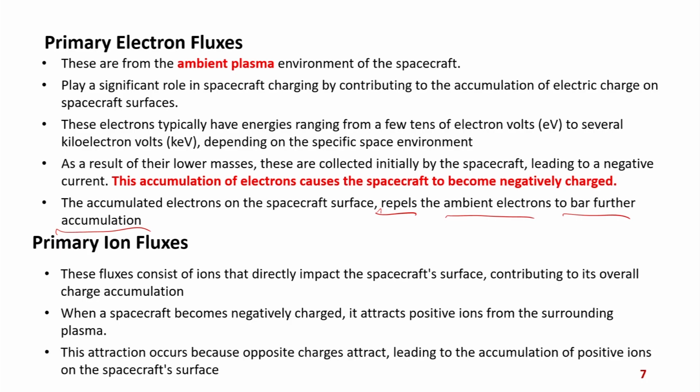This is a very trivial statement: opposite charges attract, leading to an accumulation of positive ions on the spacecraft surface. There, recombination can happen, and then eventually we have an equilibrium, where the incoming ion flux and the outgoing electron flux rates are the same. It will take some time for the spacecraft to get a steady potential, or built-up potential, and at that time the total, or net, current on the spacecraft will be 0.